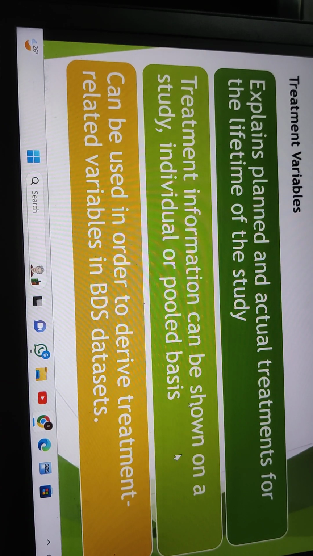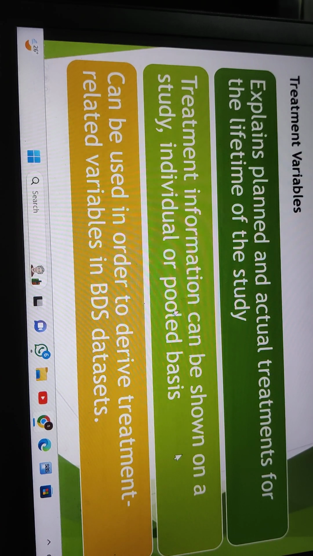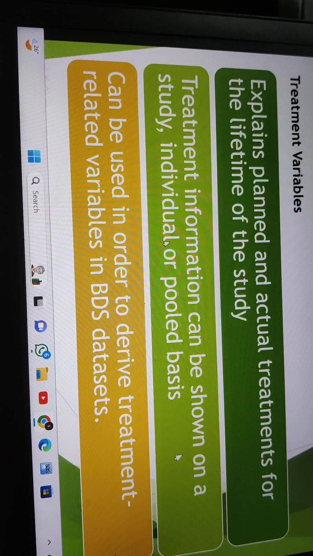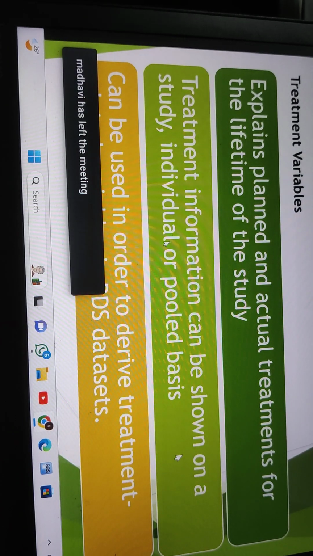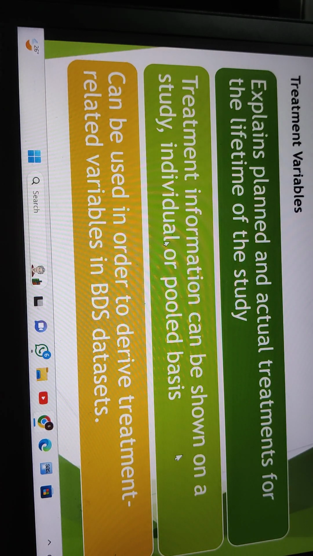The treatment information can be shown on a study, individual or pooled basis. Pooled basis means a group of things. A pooled study means that, from one clinical trial, for some exploratory purpose, they pool the data into another trial. They will not conduct a new trial, they will pool the data for the other trial. So we call them pooled trials.